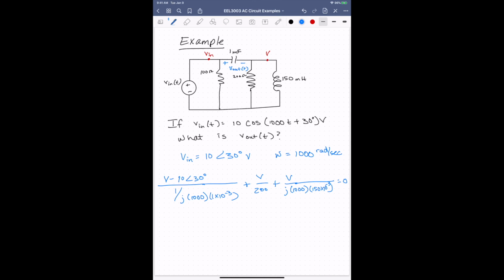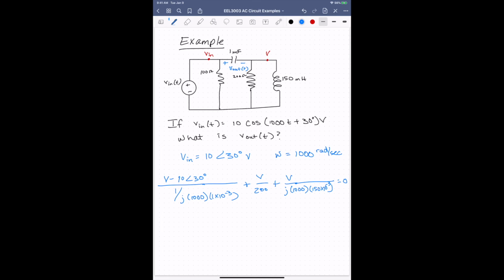And so we see we have an equation that allows us to solve for V. Now what we're really looking for is V out. Well, V out is just going to be Vn minus V. So once we find V, we can find V out. Okay, so all we need to do now is plug in the values and solve.